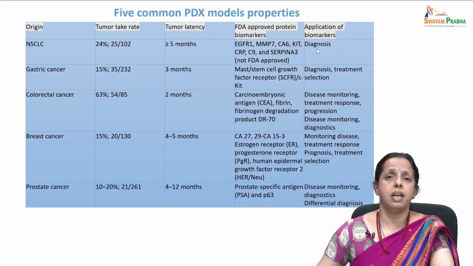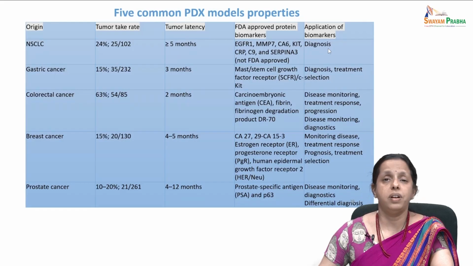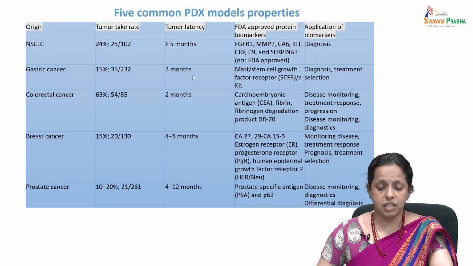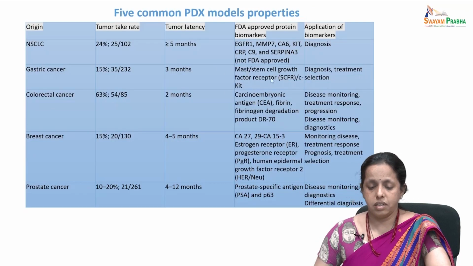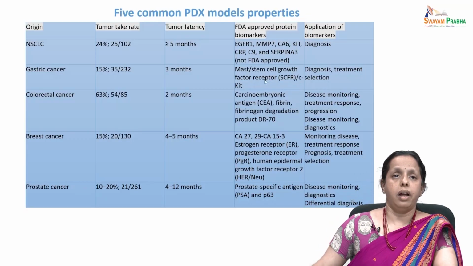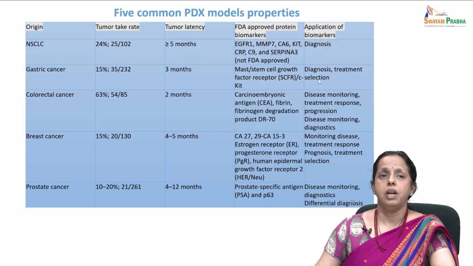And these markers are used for the diagnosis. So, if you recollect our cancer detection methods, an EGFR diagnosis or the EGFR mutation status is a definite validation before ascertaining the patient therapeutics. Then for gastric cancer as well, the MAST or the stem cell growth factor receptor and the KIT. So, they have been approved biomarkers which are also used in diagnostics.